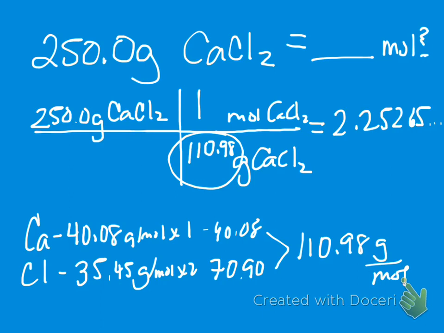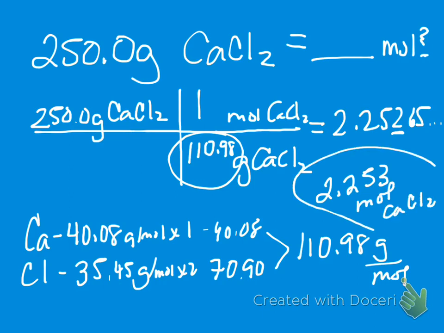And we get 2.25265, etc. How many sig figs do we get? 4. So we're going to go with whatever's here as our last digit, and the next digit is a 6, so we get 2.253 moles calcium chloride as our final answer.